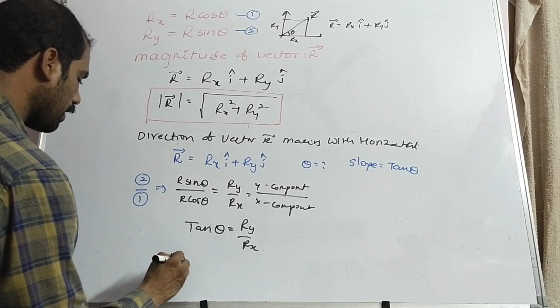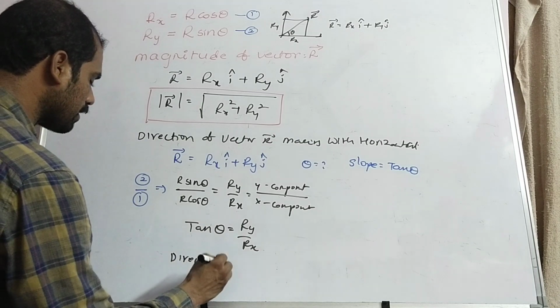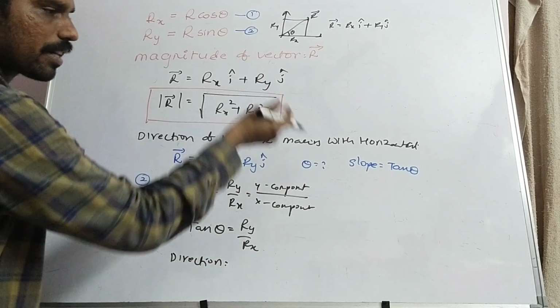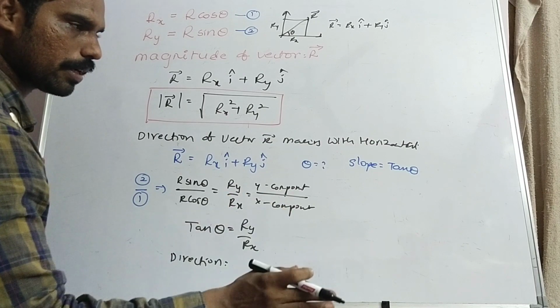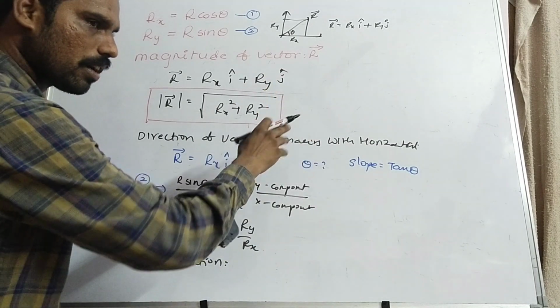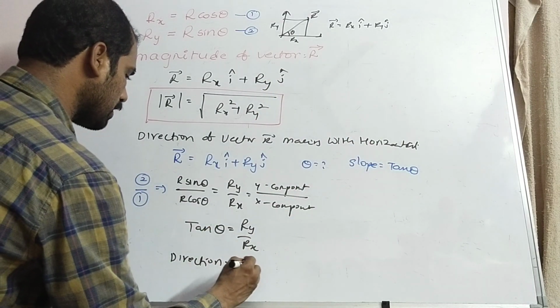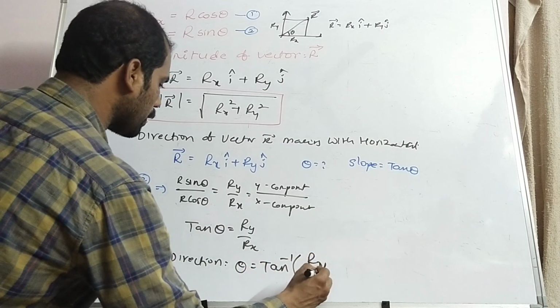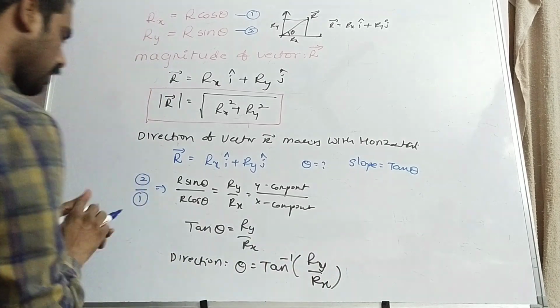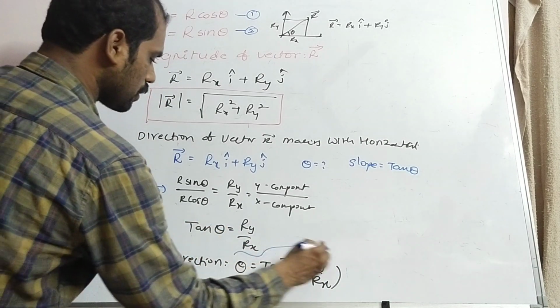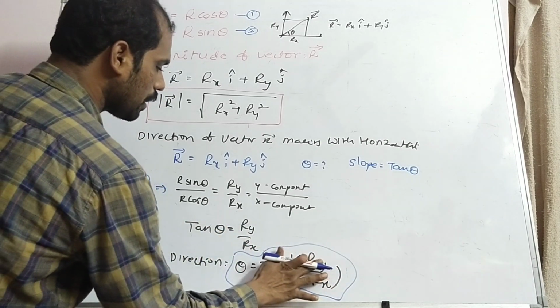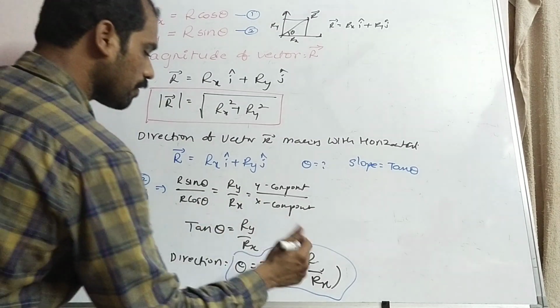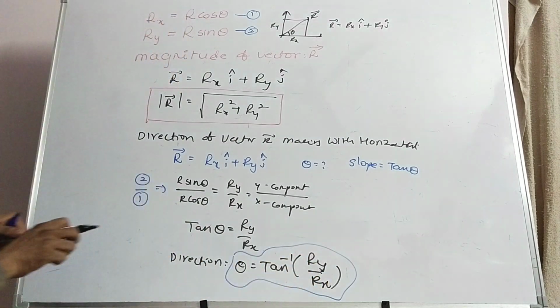Now direction is nothing but the angle made by the vector with x-axis. That is, theta is equal to tan inverse of ry by rx. Okay.